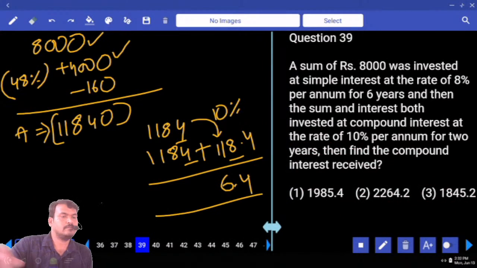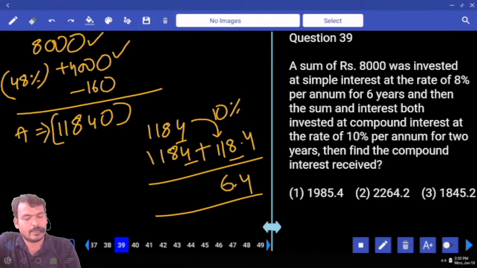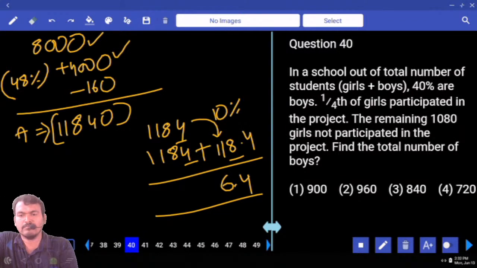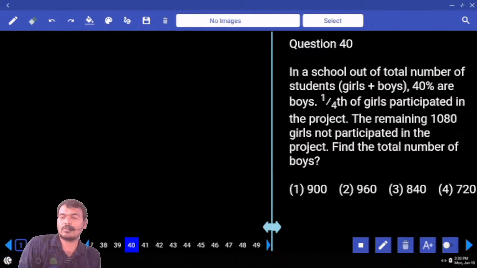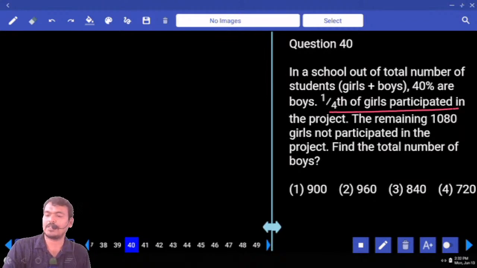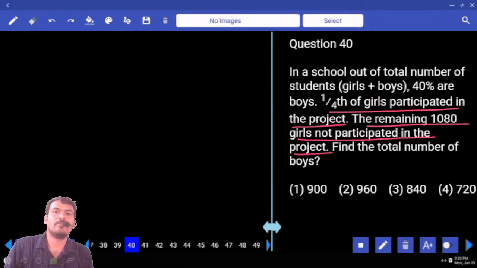Next question number 40. In a school, out of the total number of students, girls plus boys, 40% are boys. Means out of the total students, boys are 40%. Obviously, the remaining 60% are girls. And one more, 1/4 of the girls participated in the project. The remaining 1080 girls did not participate in the project.